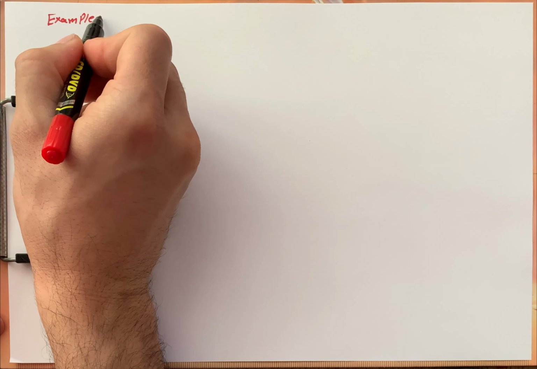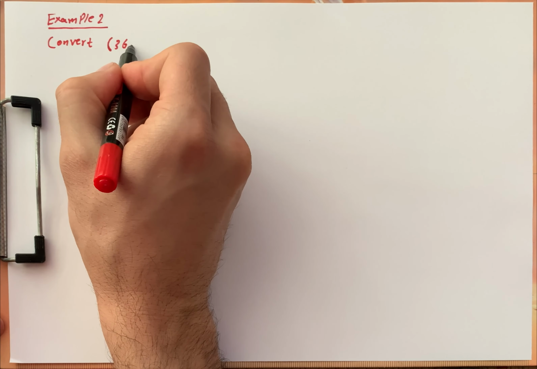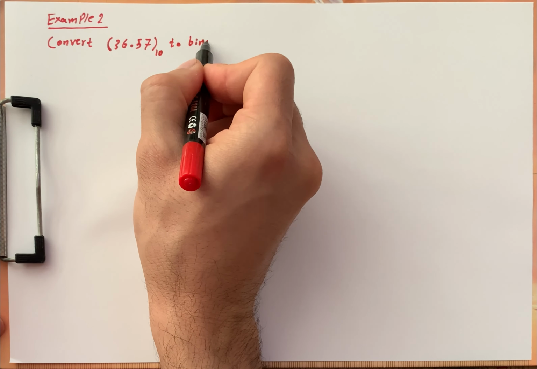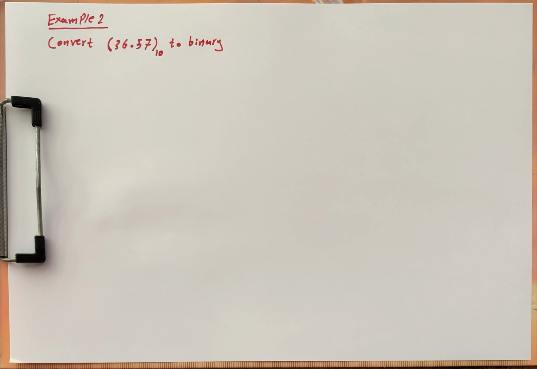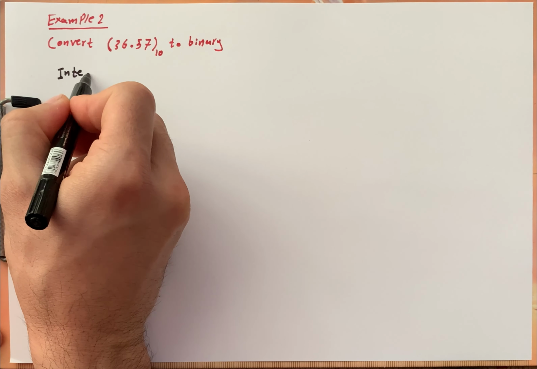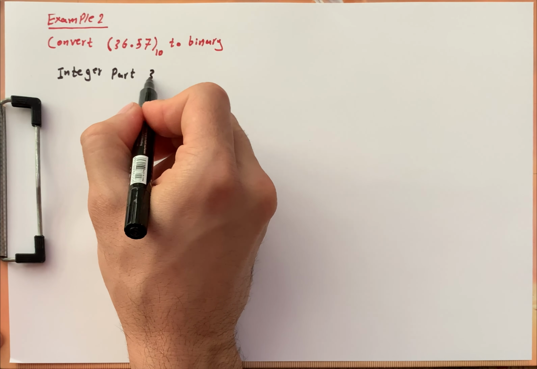Let us take another example. Example 2. Convert the decimal number 36.57 to a binary number. For convenience, we will take the number as two parts, the integer part and the fractional part. Then we add the two converted parts together. First, we will convert the integer part of the number, which is 36.